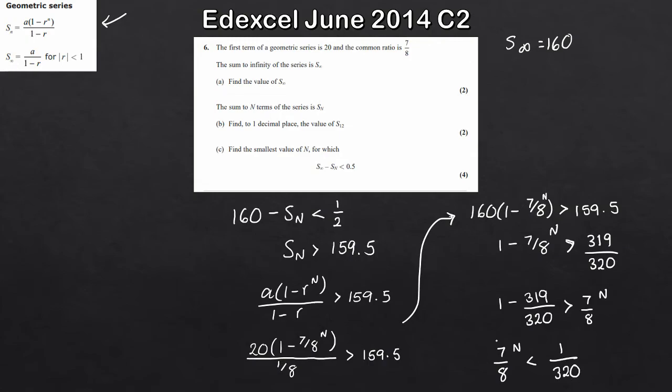So we're nearly there, still a little bit more to go. At this stage now, with it being a power, you need to spot the next step. And that next step is logarithms. Okay? So if I take logs of both sides here, it doesn't matter what base you take the log to, I'm just going to take the natural logarithm, so base e. And don't forget, I'm going to take the n down to the front using the power rule. So I get n ln 7 over 8 is less than ln 1 over 320.